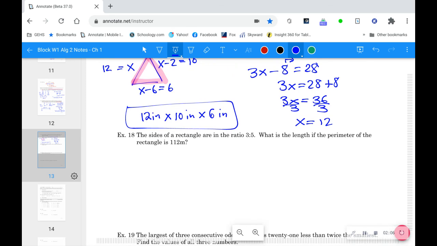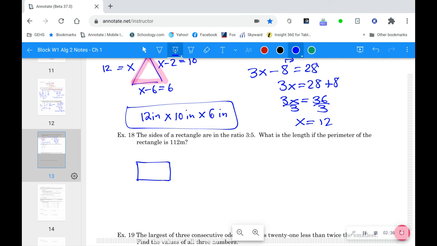Okay, the sides of a rectangle are in a ratio of 3 to 5. So it doesn't say that they're 3 and 5. It says they're in a ratio of 3 to 5. So if you think of a ratio, 3 to 5, if you multiply the top and the bottom by the same amount, any amount you want, you'll get the same. Like if you said times 7 and times 7 here, you get 21/35, but that's still 3/5. So I don't know how much we're multiplying.